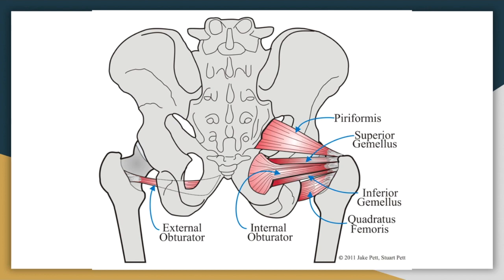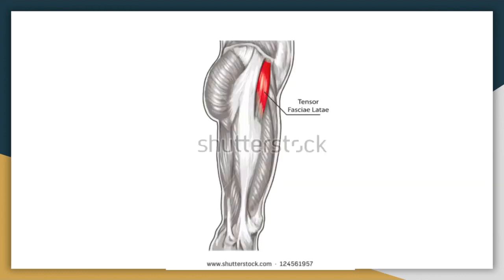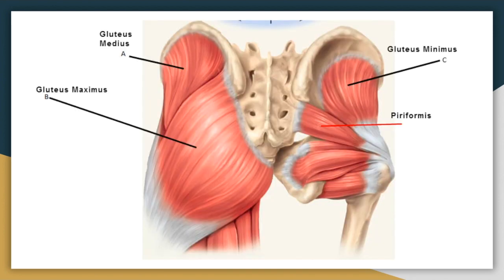On the deep posterior aspect, we have the deep six, which consists of the piriformis, quadratus femoris, superior and inferior gemellus, external and internal obturator. On the lateral aspect, we have the tensor fasciae latae, and then there are three gluteus muscles: gluteus maximus, gluteus medius, and gluteus minimus.